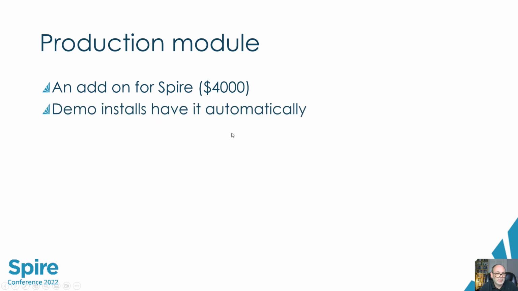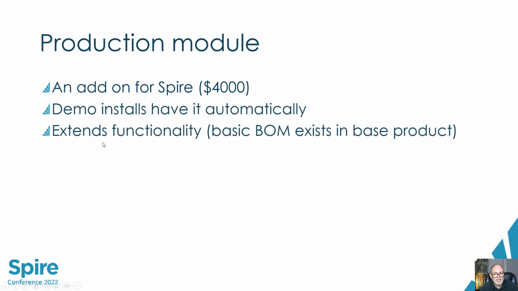Demo installs have it installed automatically. I think I mentioned that. It extends the functionality past basic bills of materials into the existing base product, meaning that there is some degree of bill of material handling without having the production module installed, but what production brings in is things like production order processing and some additional functionality, which is really important when you're starting to actually manufacture things.